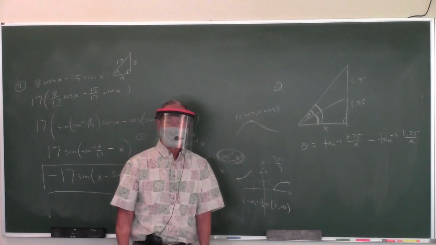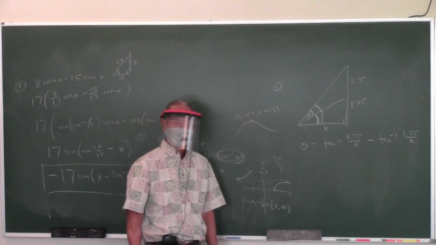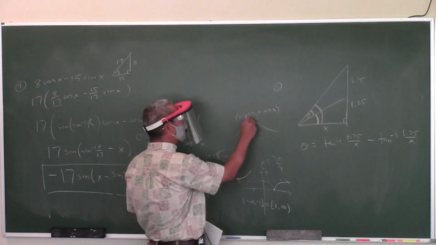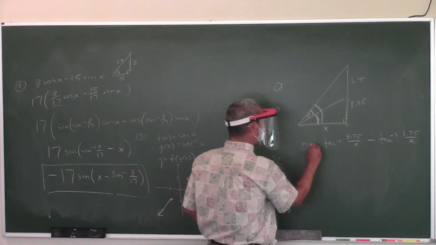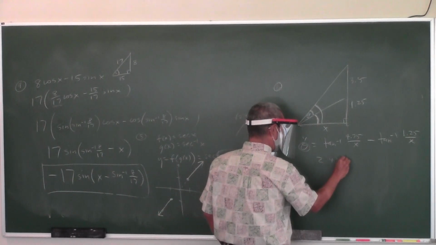Okay, so what's the answer? How far from the wall should you stand? Is the answer 2.437 or is it 0.623? Come on, this is x and this is y. So the answer is 2.437.